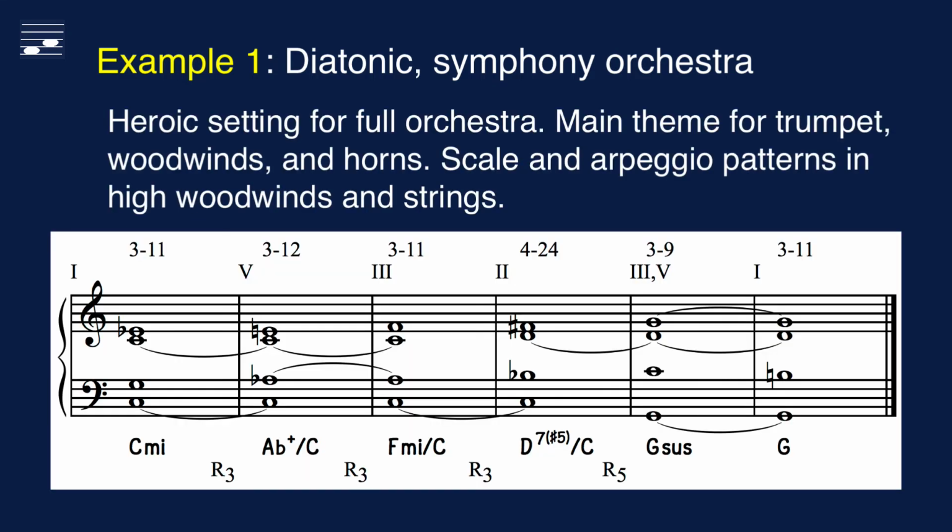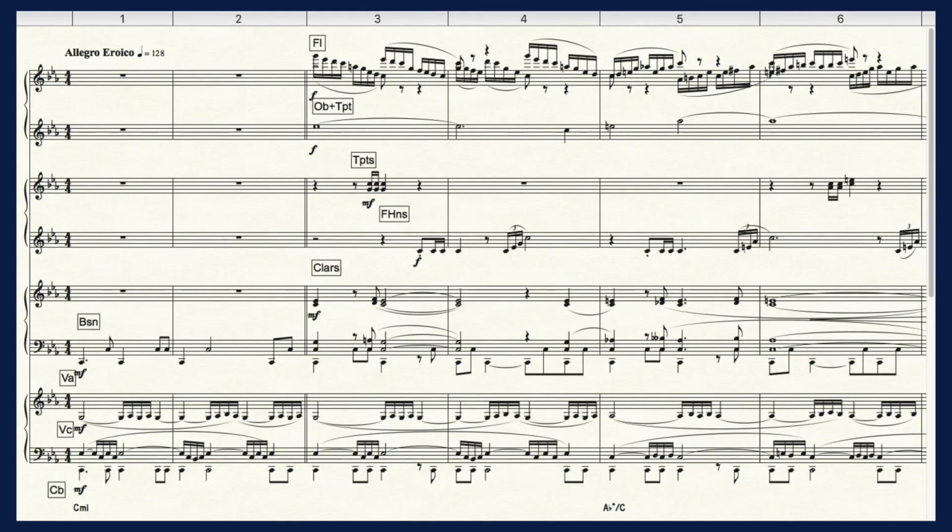This progression is set for full symphony orchestra in a very short cue with heroic character. There is a main theme in half notes for brass, trumpet, later horns, and mid-high woodwinds. Harmony is set for moving lower strings and clarinets, later for arpeggio strings and trombones. Note the many scalar and arpeggio patterns in upper woodwinds, later joined by violins.